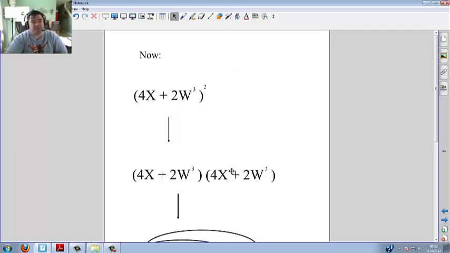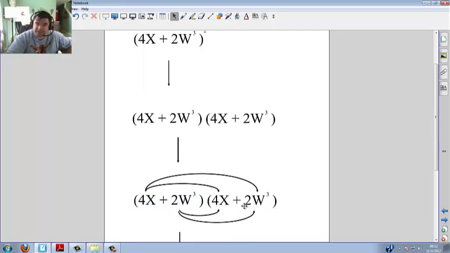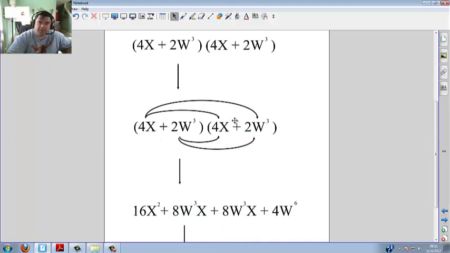And now 4x times 4x and 4x times 2w cubed, 2w cubed times 4x and 2w cubed times 2w cubed, like you see down here. 4x times 4x is 16x squared, 4x times 2w cubed is 8w cubed x, 2w cubed times 4x is also 8w cubed x, plus 4w to the 6th power.